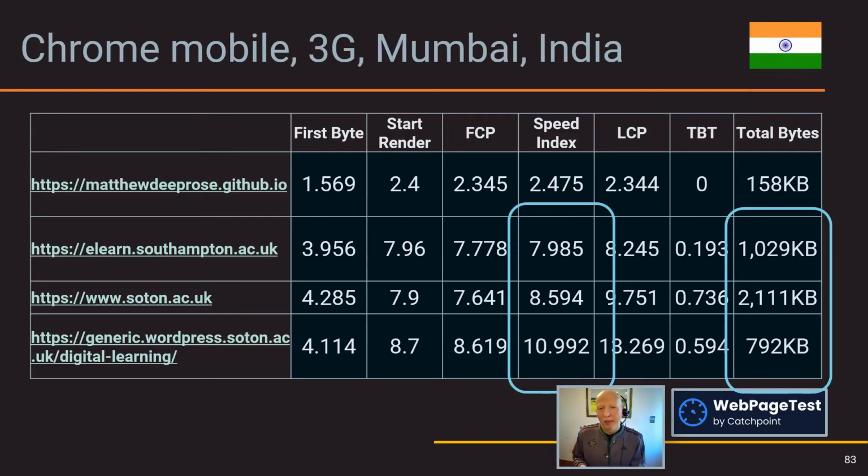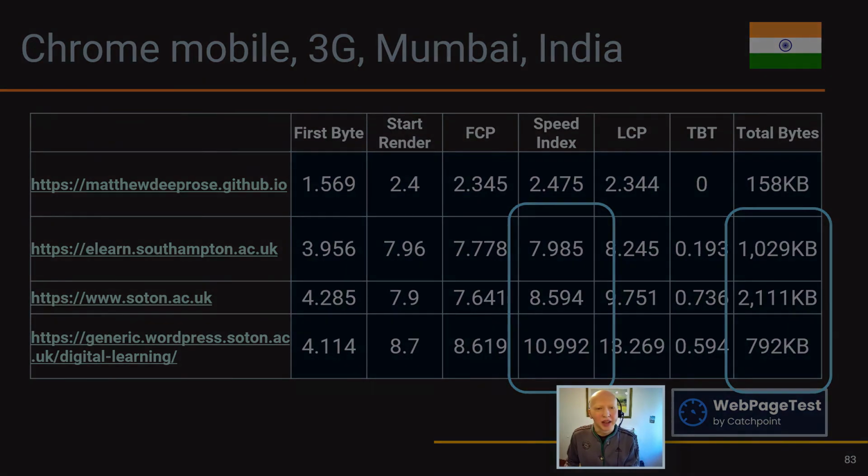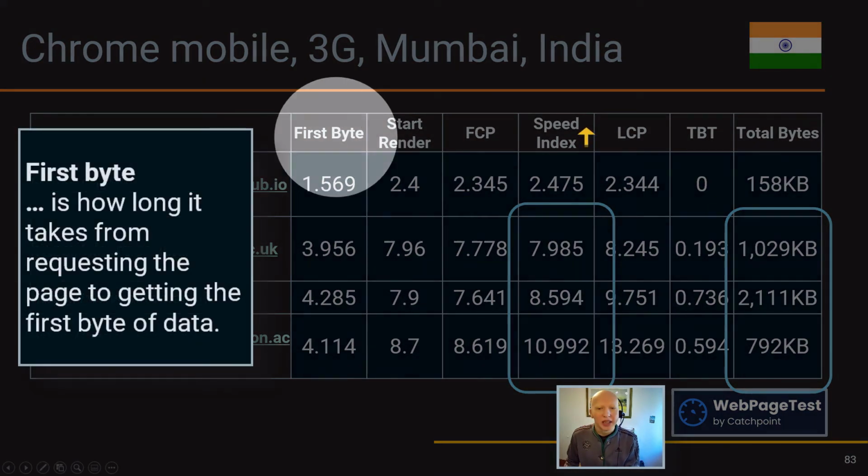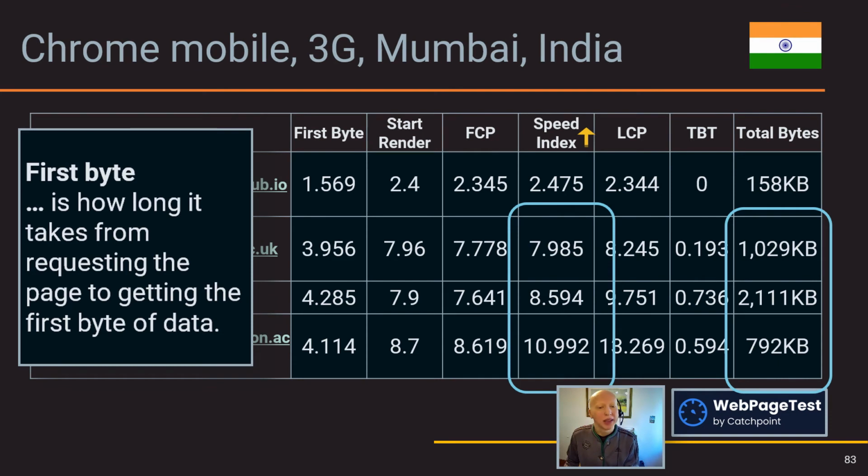So one of the options on webpagetest.org is that you can test from different locations on different devices, and here is a set of tests that were run on a 3G connected mobile in Mumbai. So if the experience is good in Mumbai on a 3G phone, then it's probably going to be good everywhere. Now I'm going to give you a quick review of what these features are about. First byte is how long it takes from requesting the page to getting the first byte of data.